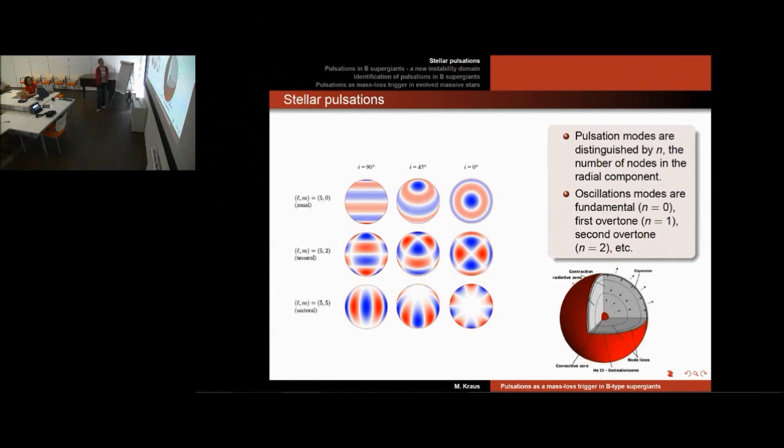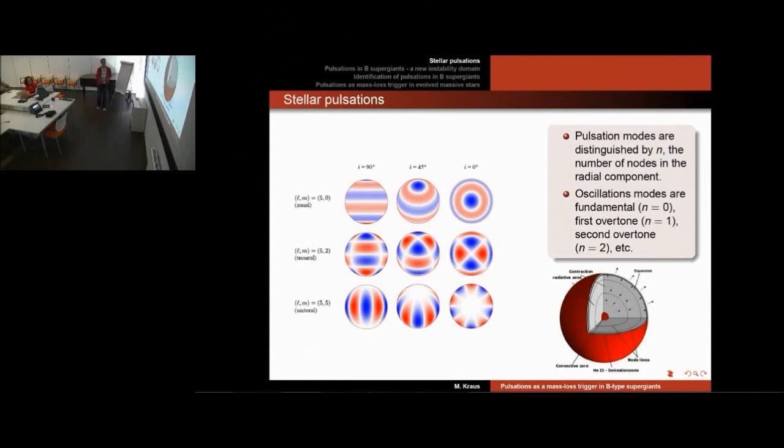We have here l, m is 5, 2, so 2 of these nodal lines go through the poles. You can see that better on the pole-on view. And the other 3 are parallel to the equator. And if l equals m equals 5, we have here, it looks like an orange, so all of the nodal lines go through the pole, and we have this kind of shape.